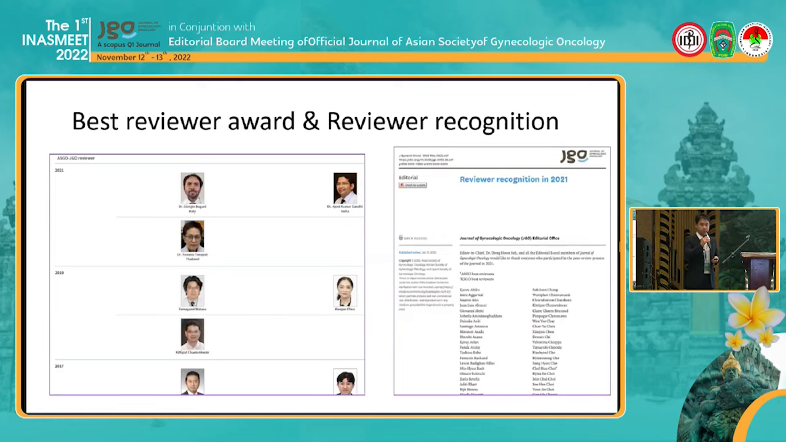To acknowledge the reviewers, we have two common ways to do that. One is the Best Review Award, and the other is reviewer recognition. Yearly, we publish reviewer recognition, as you can see on the right side of the slide. And as you can see here on your left side, we have three categories of Best Reviewer Award. One is the ASCO JGO Reviewer, and the other two are KSGO or JSGO Best Reviewer. We also provide them big prize money.